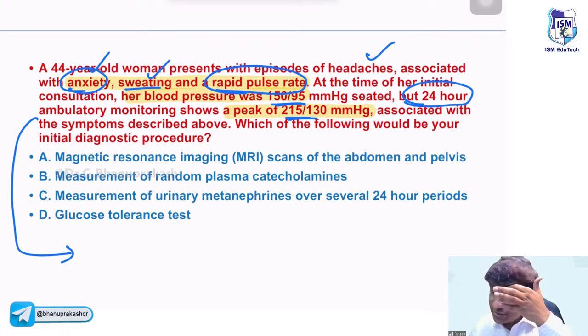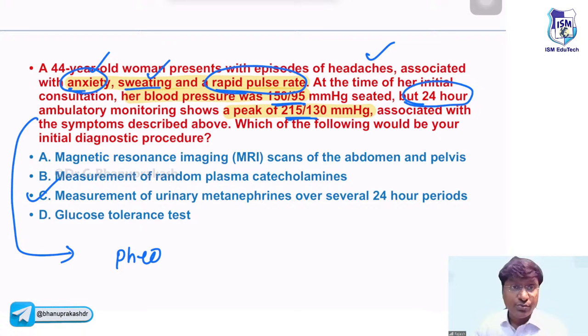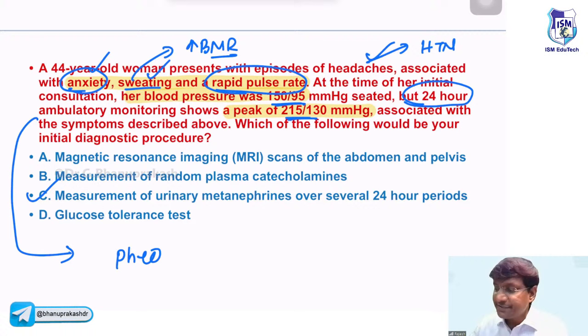Why are you suspecting pheochromocytoma? Because you have the triad in pheochromocytoma. That is anxiety as well as sweating. Why is there anxiety and sweating? That is because of increase in basal metabolic rate whenever there is increase in catecholamines in patients with pheochromocytoma. And why is there headache? That is because of the hypertension. And what is this rapid pulse rate? Because of increased chronotropicity by your catecholamines, and that is what gives rise to rapid pulse rate.